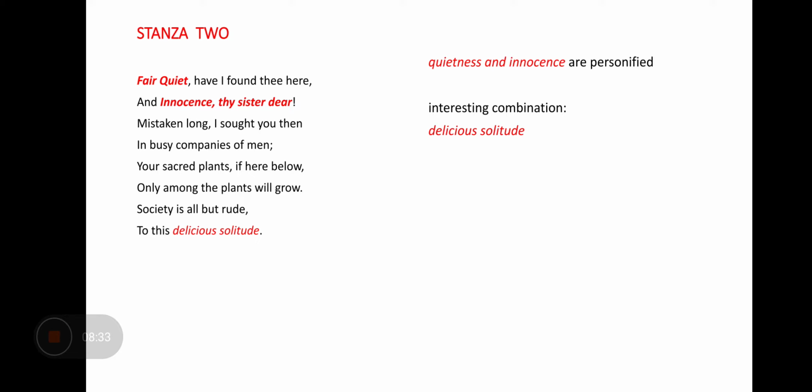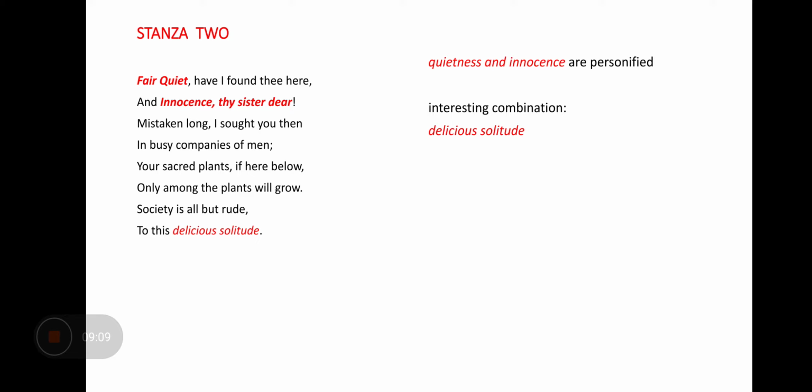The poet says that man should lead his life in quietness and should possess the quality of innocence. These two qualities are not found in the crowd, in the company of worldly men. Where do we find these two qualities? The poet says he tried to find them earlier in the company of people, in the crowd, but they are not found there.